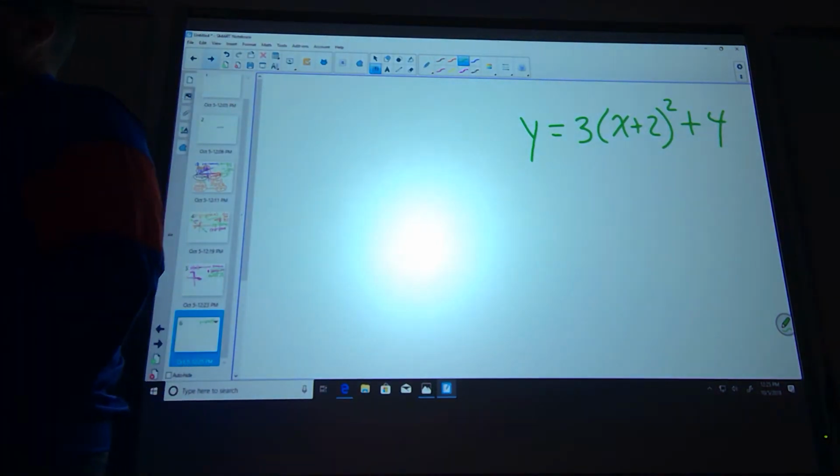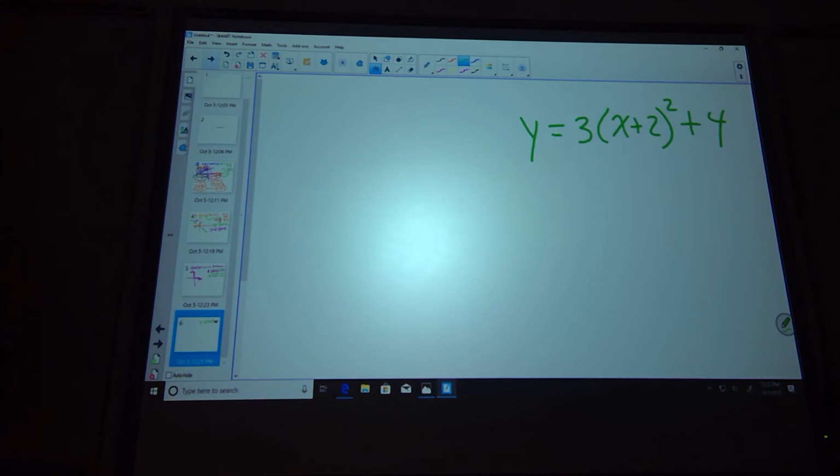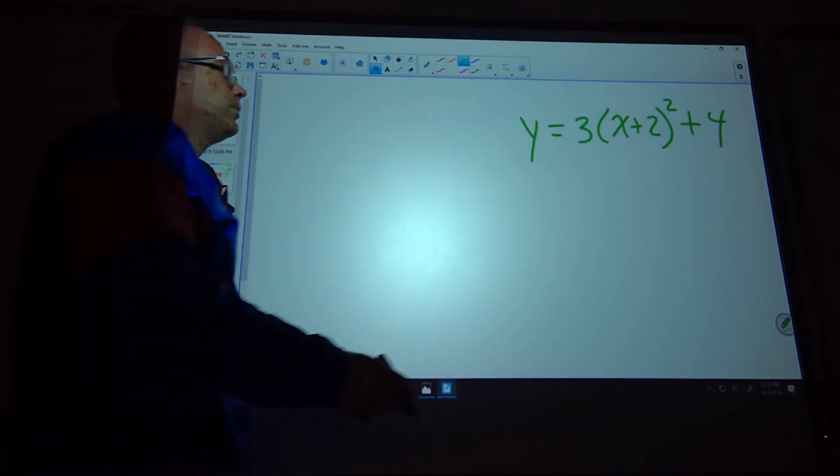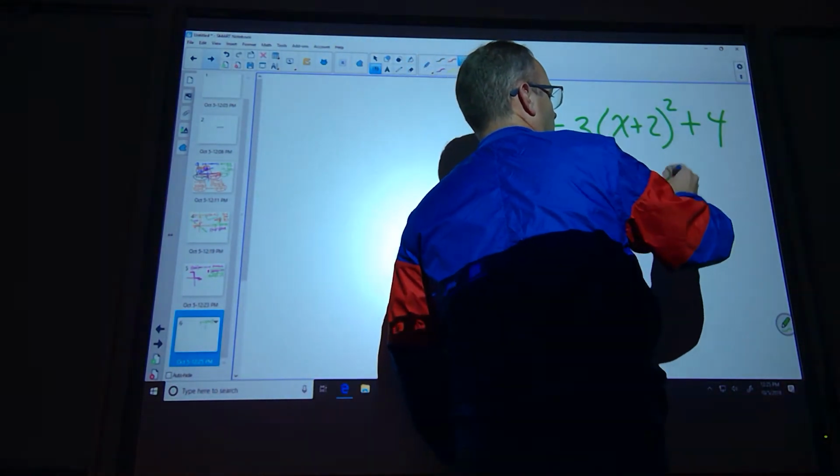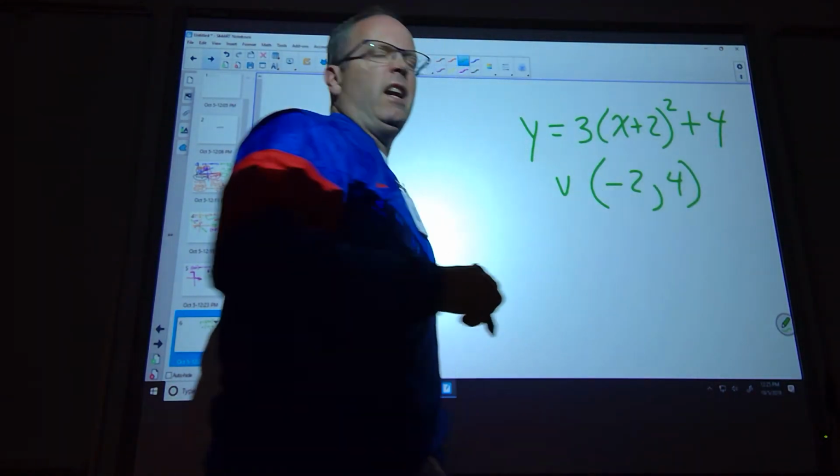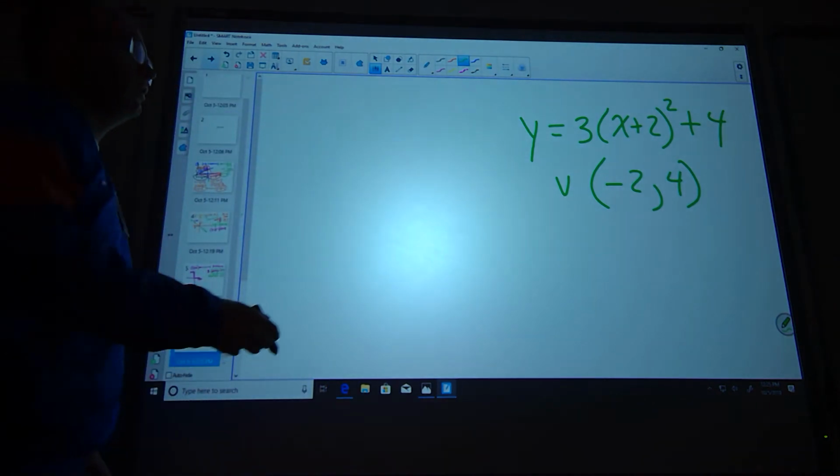This forms something called a parabola. It's a shape that looks like this. Okay? The parabola is going to have a vertex, meaning a turning point there. You're going to see this next semester, so it's a precursor.